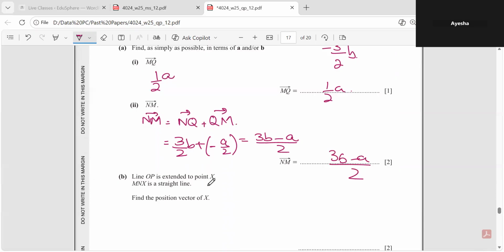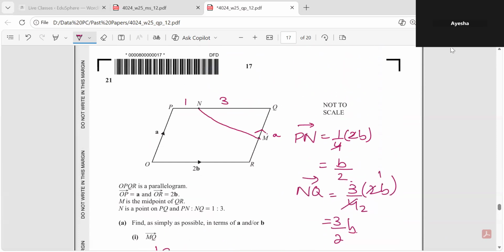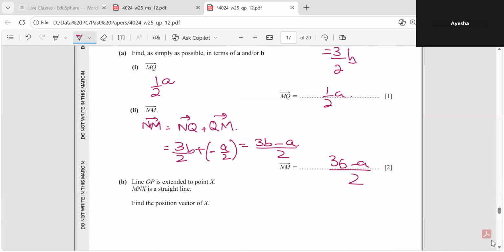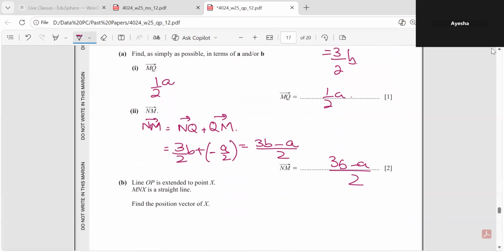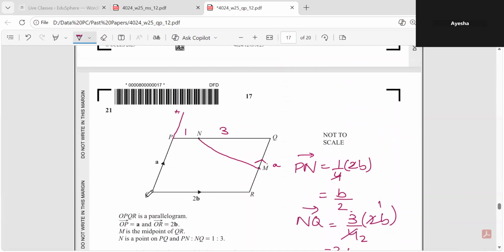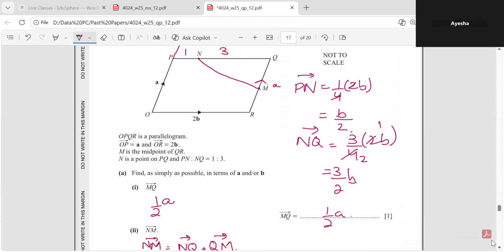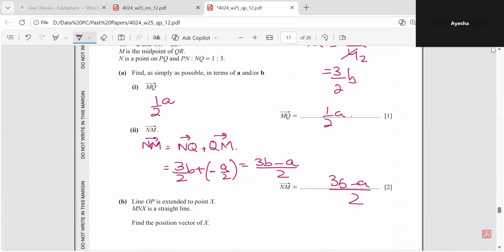Now line OP is extended to point X. OP is extended to X. MNX is a straight line, and we have to calculate the position vector. So line OP is extended this much that it's going to be here at point X. So we have to find the position vector of X. It means we have to find OX. Basically, we are going to find OX, and they say that it's extended in such a way that it's going to be a straight line.